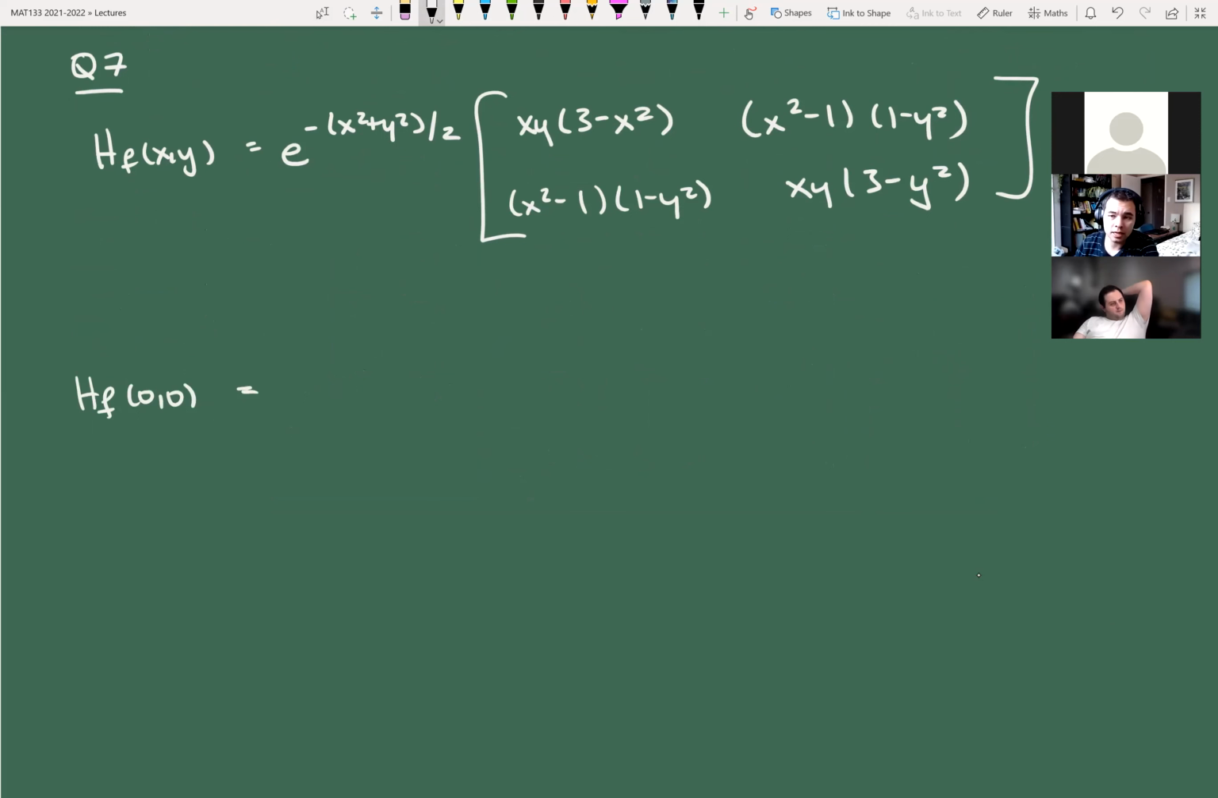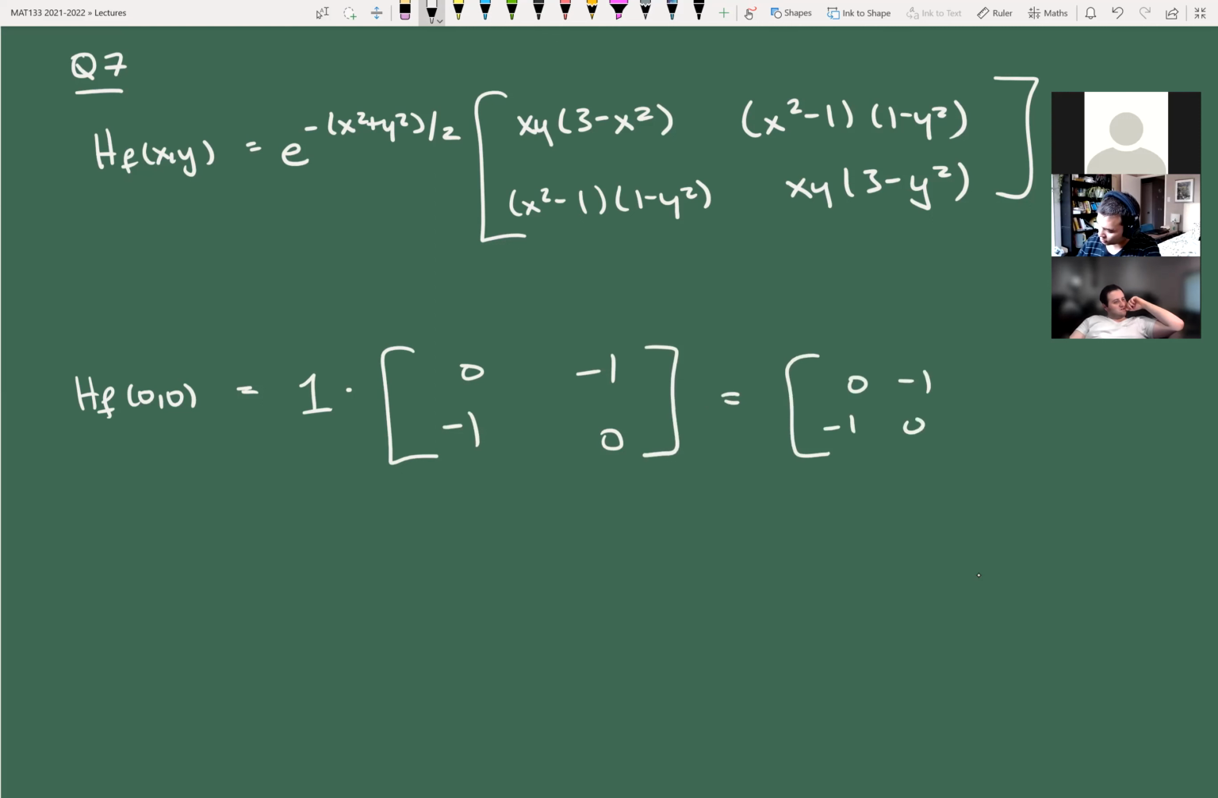Now, the great thing about this exponential on the outside is that when we plug in 0, 0, we just get e to the power of 0, which is just 1. So we're not worried about that at all. That just becomes 1 times. Now we plug 0 in. Oh, that's very nice, right? The diagonal terms just become 0. The off-diagonal terms become -1 times 1. So both of them are going to be -1, and that gives us 0, -1, -1, 0.